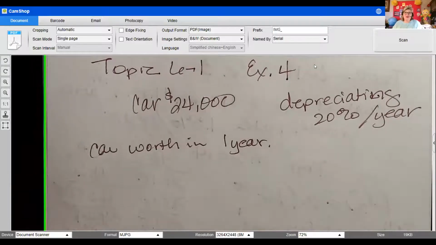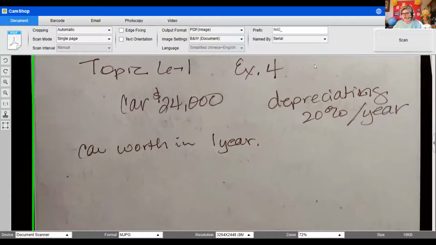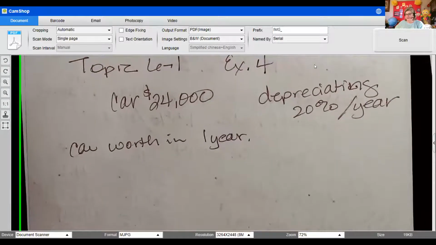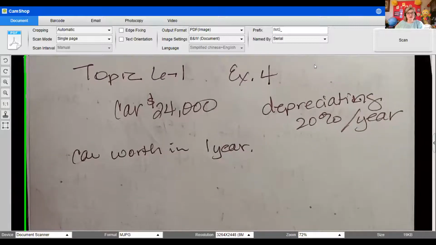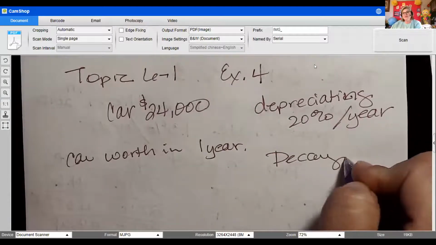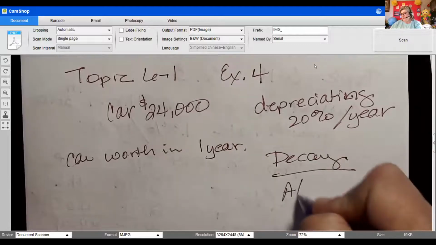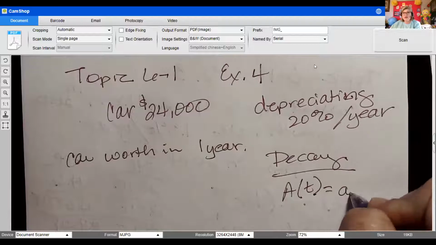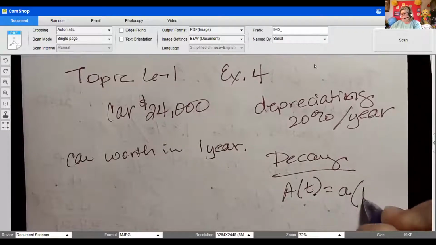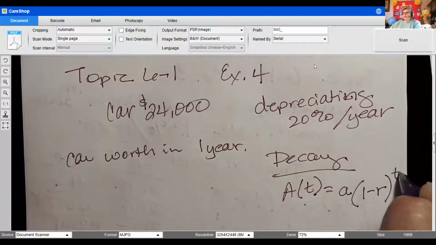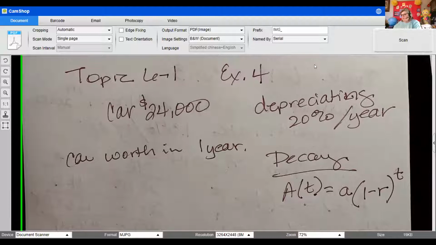Hello and welcome back. We're continuing our discussion and doing example 4, and this is going to be a decay model. If you remember from the previous video, decay is equal to the amount that you're solving for, the future amount, is equal to A, your initial amount, times 1 minus your rate of decay, all raised to the number of years you're going out.